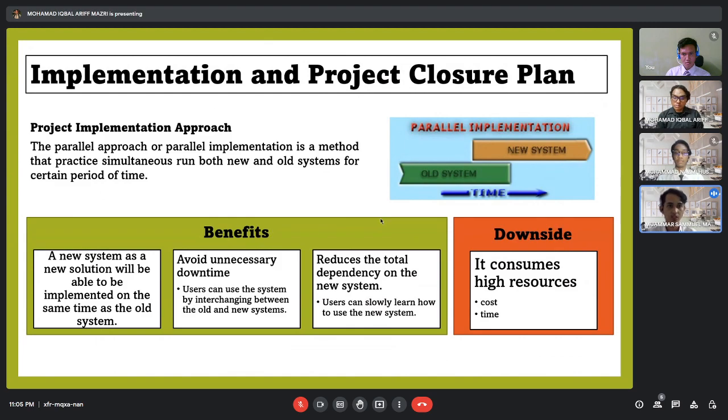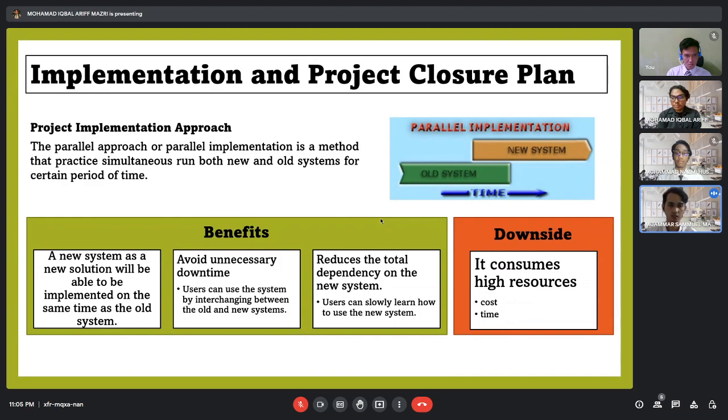And the benefit of this parallel approach is that the new solution will be implemented at the same time as the old system, and it could avoid unnecessary downtime since the user can use the system by interchanging between the old and new system without having much problem. And that it reduces the total dependency on the new system. So by right, the user may be able to slowly learn how to use the new system while still referring to the old system itself. So it reduces the whole total dependency on the new system.